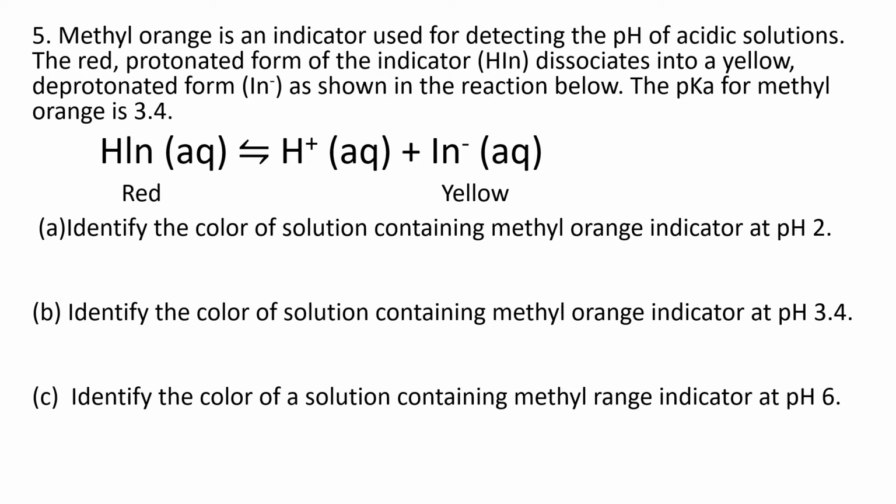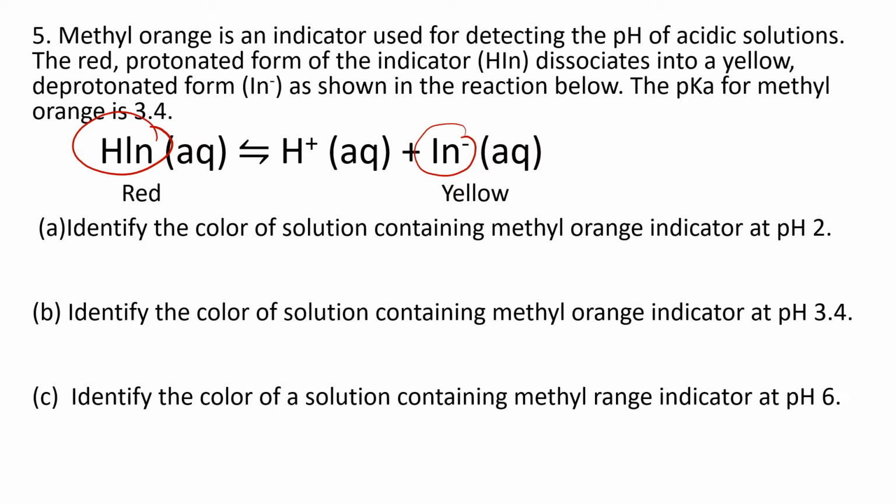So it says the red protonated form of the indicator, which is the HIN. IN just represents indicator, it's just a weak acid. It dissociates into a yellow deprotonated form. So the second the solution becomes basic, it goes from a red color to a yellow color. And then the pKa for methyl orange is 3.4. Then it says, identify the color of solution containing methyl orange indicator at a pH of 2.